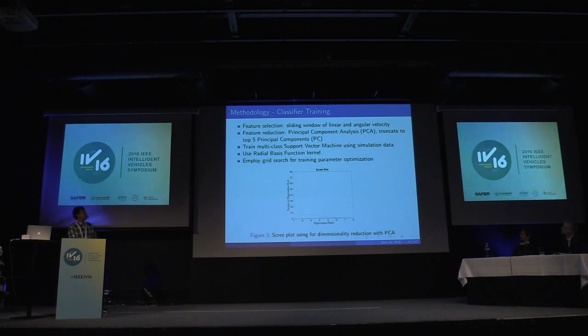We then train the multi-class classifier, a support vector machine, using the simulated data we generate. And we use the radial basis function kernel, because after testing with the linear and polynomial kernels, we found that the RBF kernel works the best. Finally, we employ a grid search approach to select optimal training parameters.